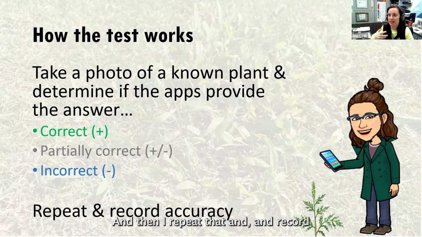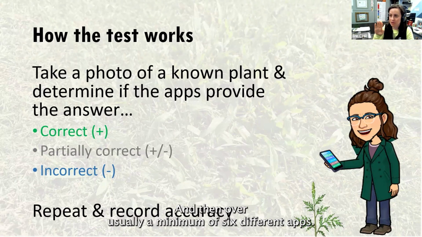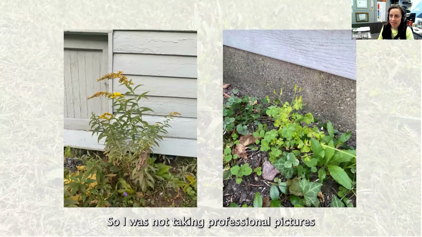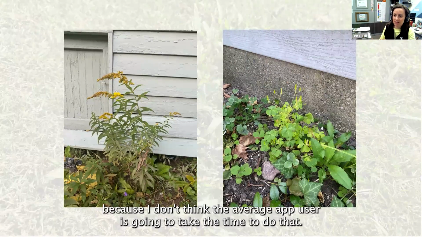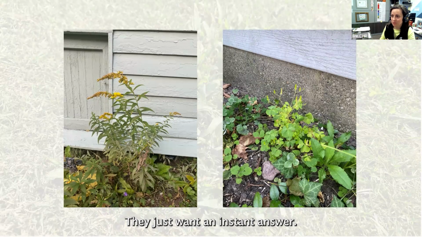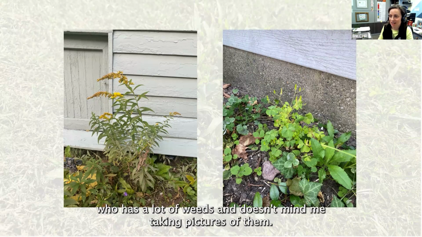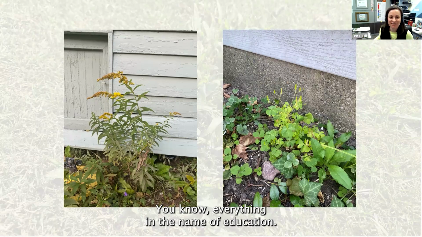And then I repeat that and record for accuracy over different types of plants, and then over usually a minimum of 6 different apps. I was not taking professional pictures because I don't think the average app user is going to take the time to do that. They just want an instant answer. These particular pictures are from 2020 when we were all stuck at home for COVID. And these are from my neighbor's yard, who has a lot of weeds and doesn't mind me taking pictures of them. Everything in the name of education.